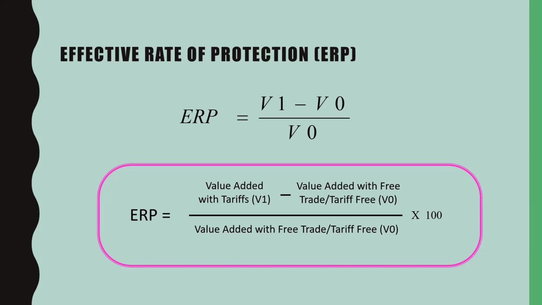Simply, the one-line answer is: ERP is the percentage increase in the domestic producers' value addition. That's called effective rate of protection. Our protection is only effective if the domestic value addition has increased. Get it? Right. Let's do the question. That will also give more clarity.